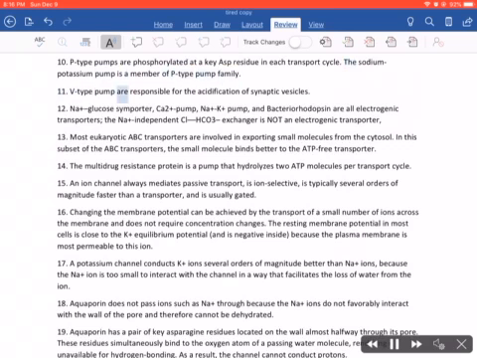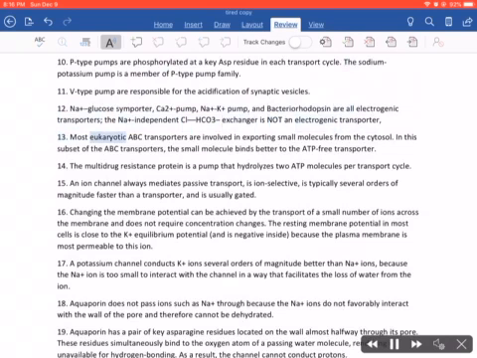11. V-type pumps are responsible for the acidification of synaptic vesicles. 12. Na+-glucose symporter, Ca2+ pump, Na+/K+ pump, and bacteriorhodopsin are all electrogenic transporters. The Na+-independent Cl−/HCO3− exchanger is not an electrogenic transporter.